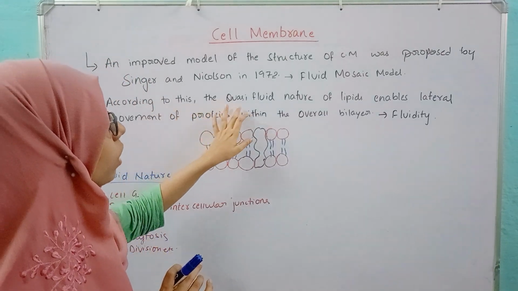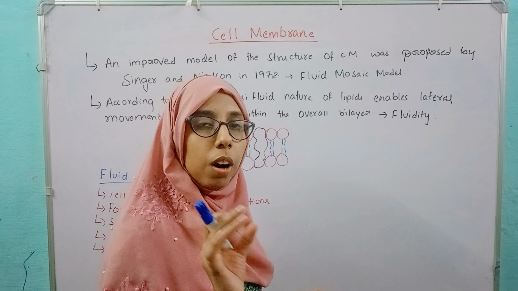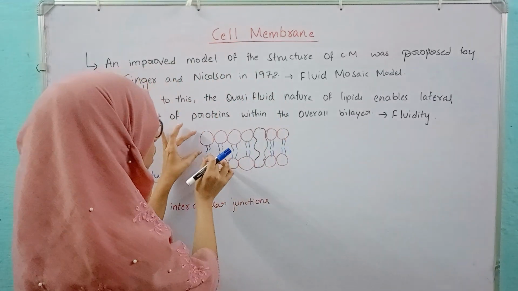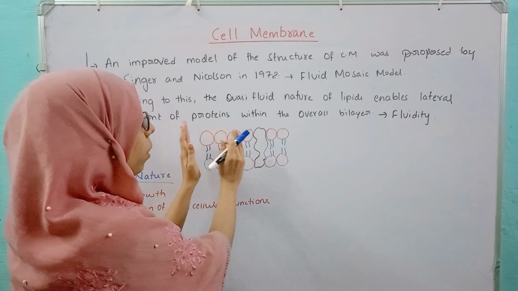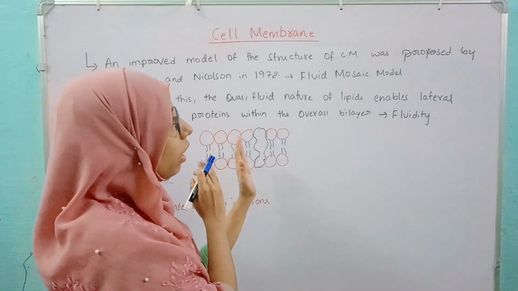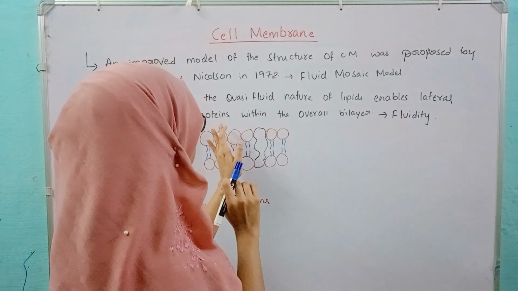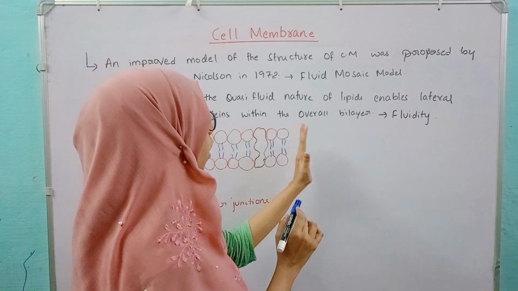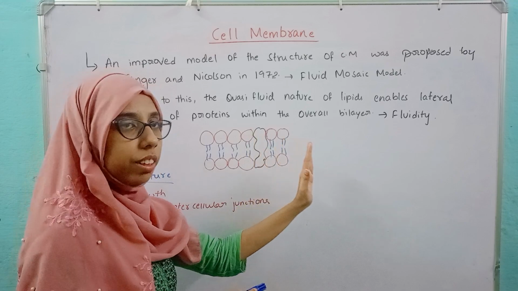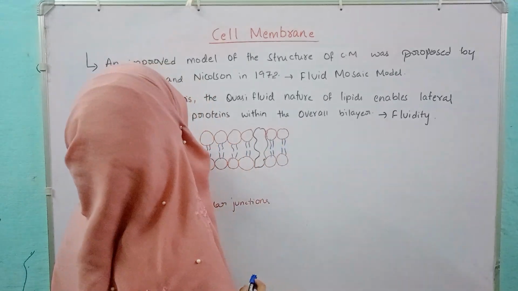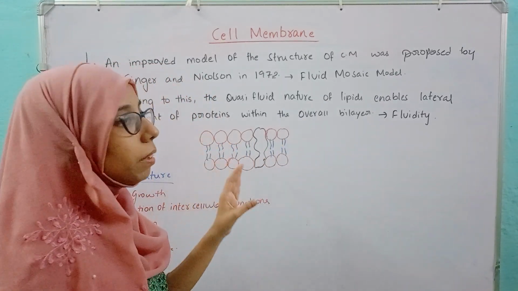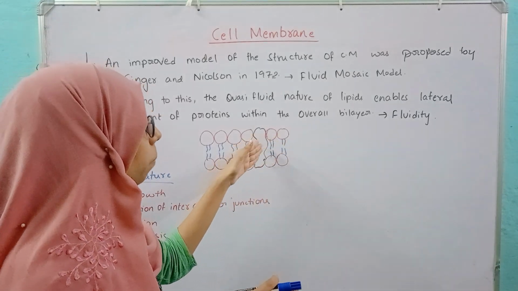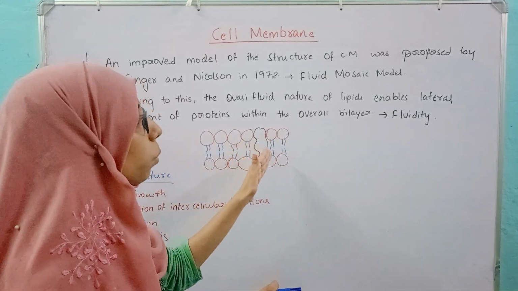According to this model, there is the quasi-fluid nature of lipids. This model says that lipids are not rigid. It means lipids don't stay in one place. They can move laterally. It enables the lateral movement of the proteins, and the proteins which are present can also move laterally within the overall bilayer. So according to this model, the lipids have a quasi-fluid nature. That's why the proteins which are present in between the lipids are able to move.